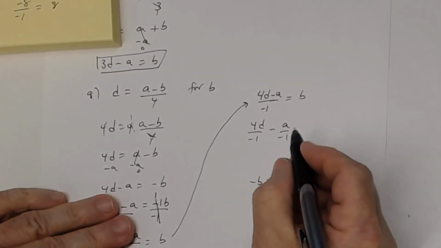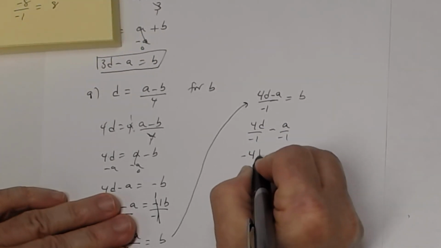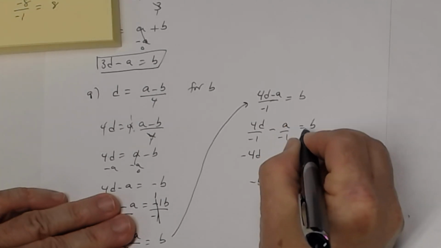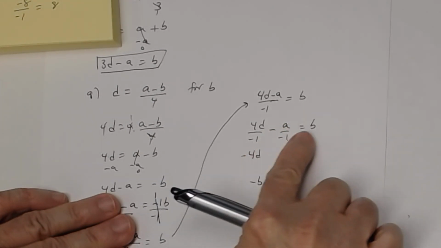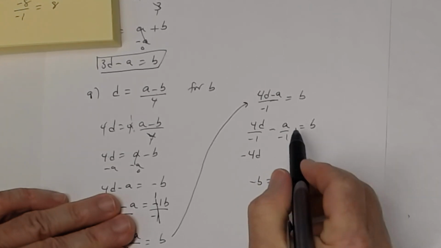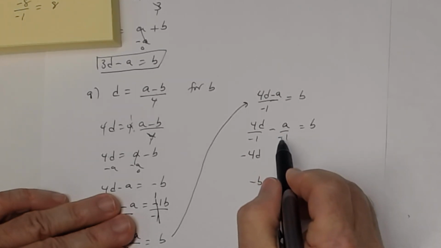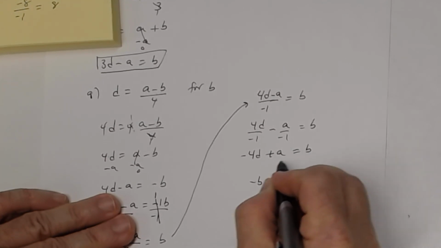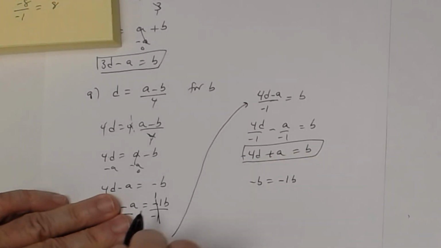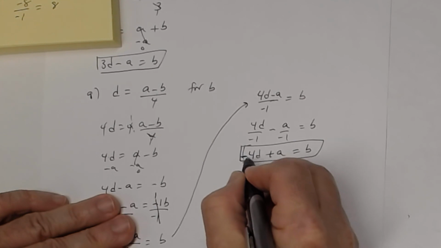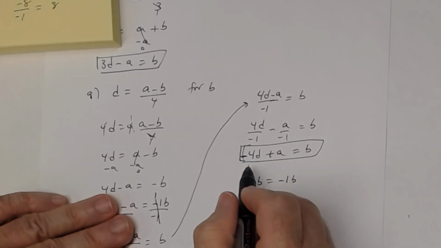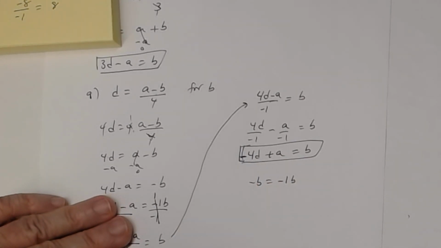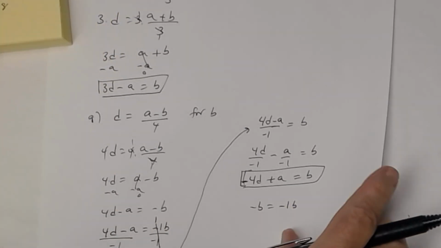4d divided by negative 1 is a negative 4d. And I forgot to put equal b here, so to make sure each step you have an equation. Negative a divided by negative 1 is a positive a. And there's your answer. That is your b. Okay? So that's negative 4d here. And there's your answer. All right, so that was number 9. Let's look at number 10. I want to do number 10.